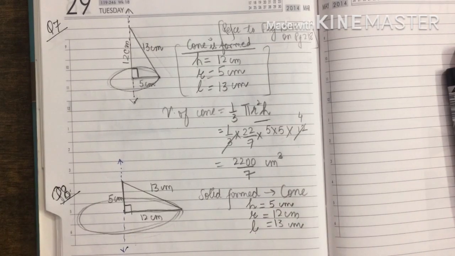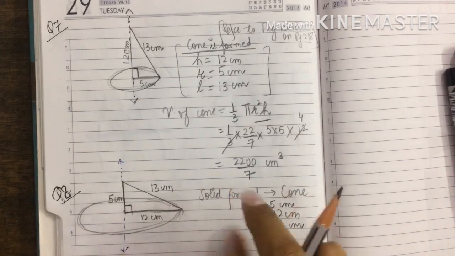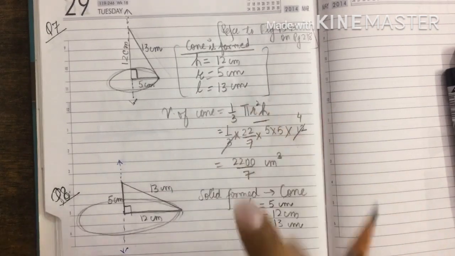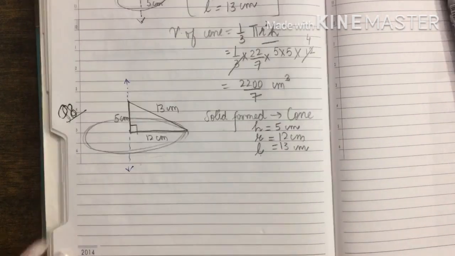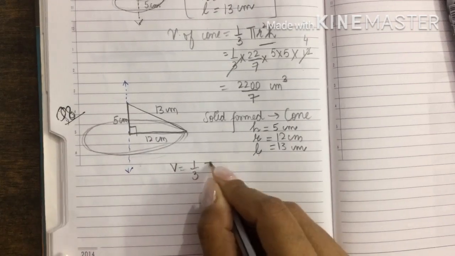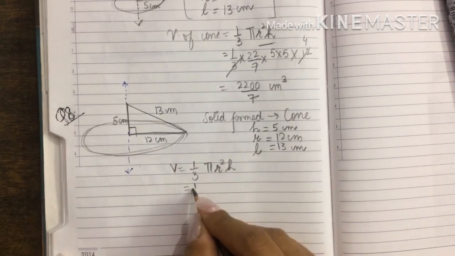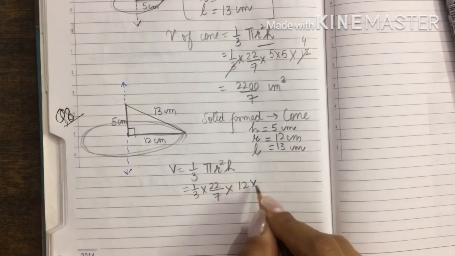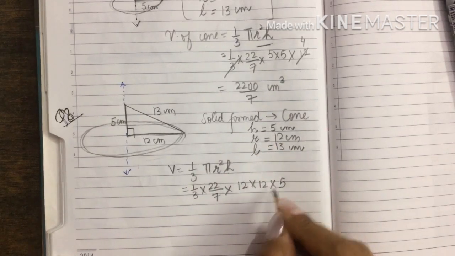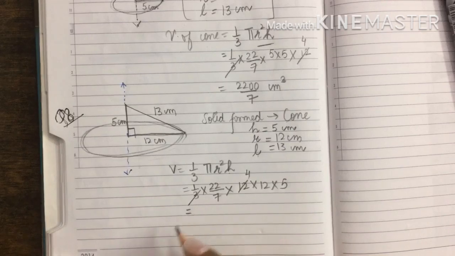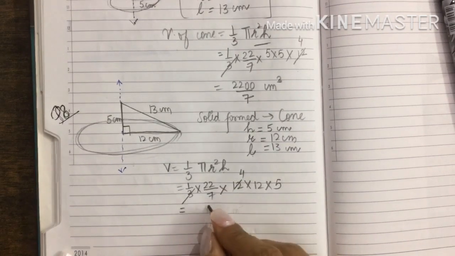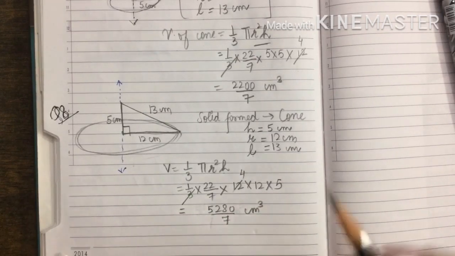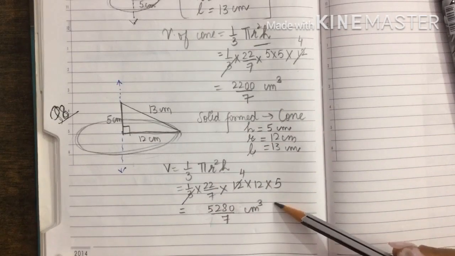Now you can find out the volume. Once you have the volume for the cone formed in this case, you have to find out the ratio of the volume obtained in the 7th question and the volume obtained in the 8th question. Let's find out the volume. 1/3 pi r square h, using the values. Now the radius is 12 squared, so 12 into 12. Height is 5, simplifying. So this comes out to be 5280 by 7 centimeter cube. Now we have to find out the ratio of this volume with this volume.